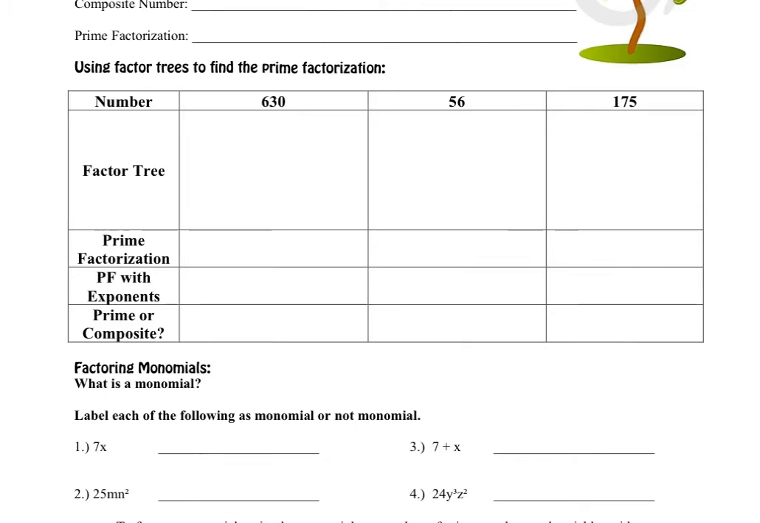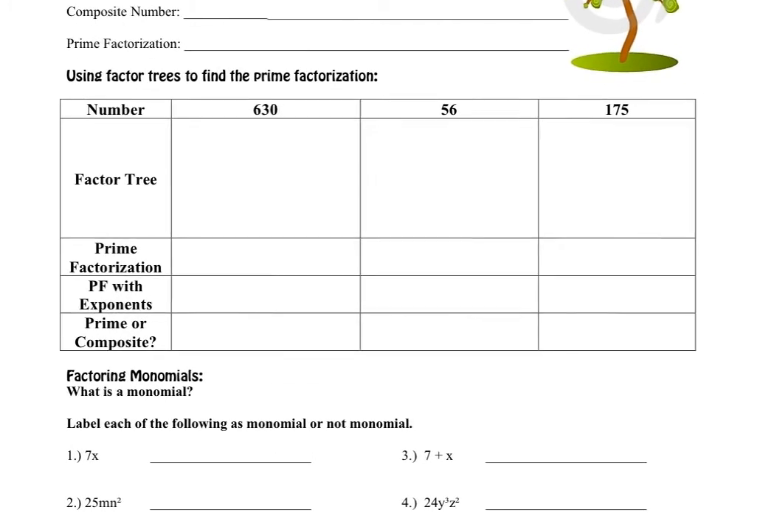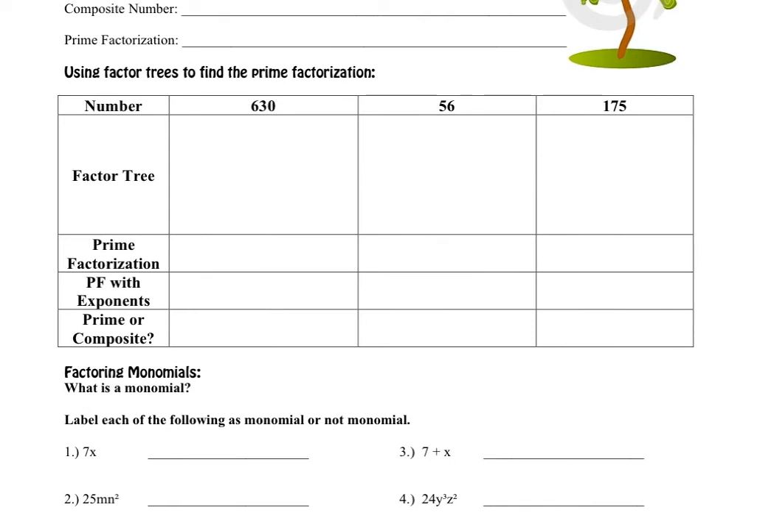So let's start with 630, and what we're going to do is pick two numbers that are factors of 630, two numbers that multiply to 630. There's lots of things you could choose from. I'm going to start with 63 and 10. Now, if you're thinking, that's not what I started with, just hold that thought for a second, because there is more than one way to do this, and we'll talk about that in just a moment.